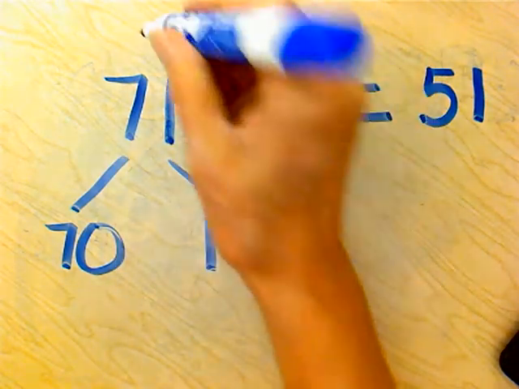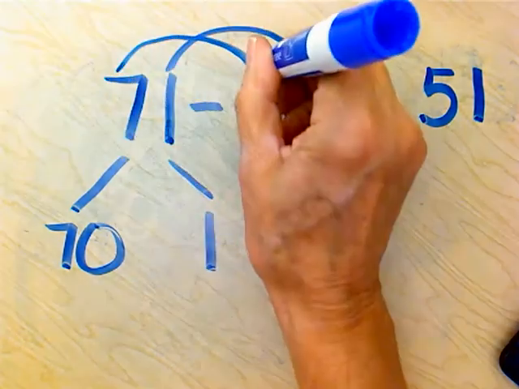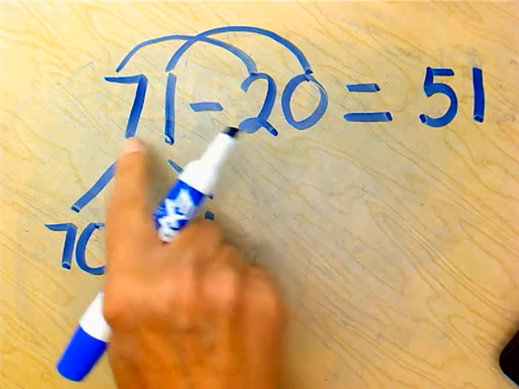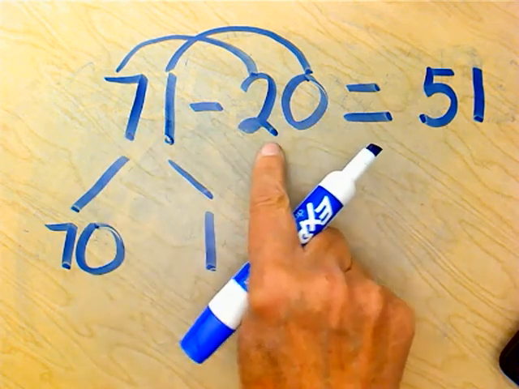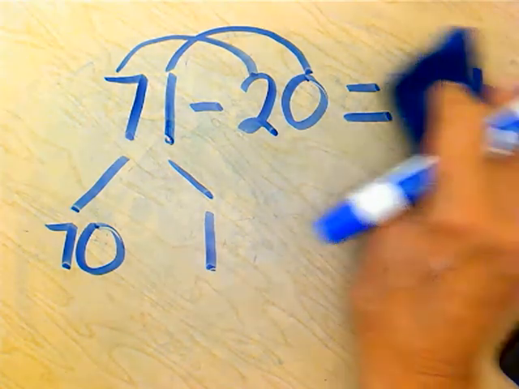Did you see how I used my basic facts to help me figure out 71 take away 20? I took away my ones first, and then I took away my tens. 1 take away 0 was 1. 7 tens take away 2 tens was 5 tens, and I ended up with 51.